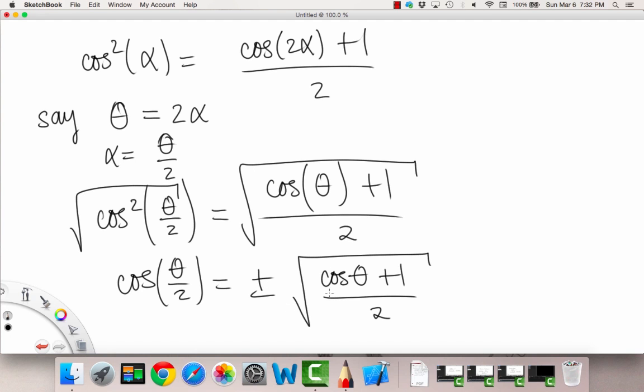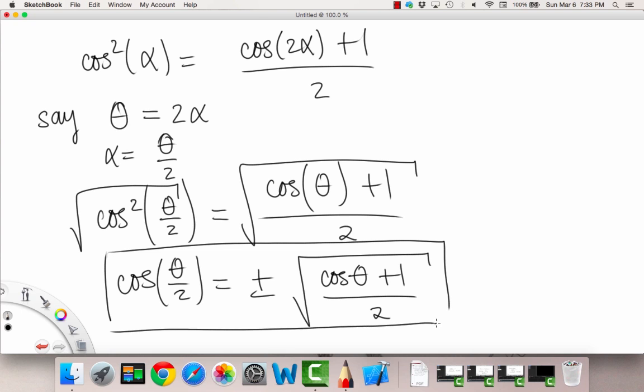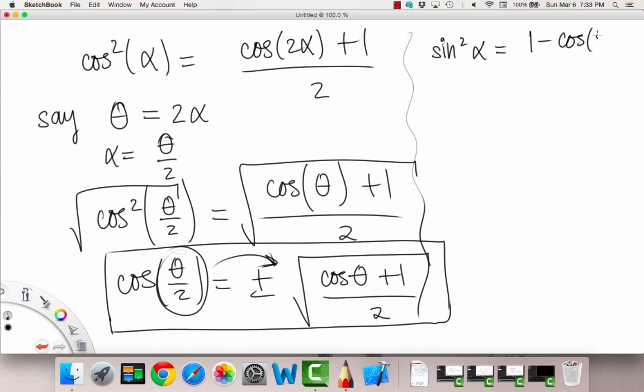So this thing here is called a half angle identity. Half angle meaning that when you have cosine of half an angle, this is the formula you could use in order to figure out what cosine of your half angle is. And we can do the same exact thing with sine. Let's say we start with the sine squared power reduction identity, and that was 1 minus cosine 2 alpha, and then over 2.